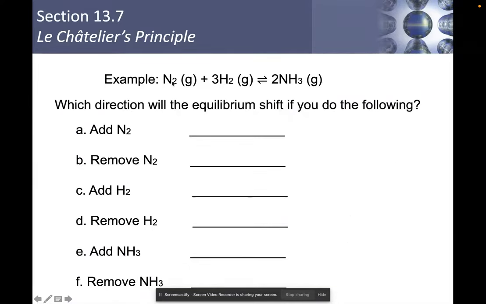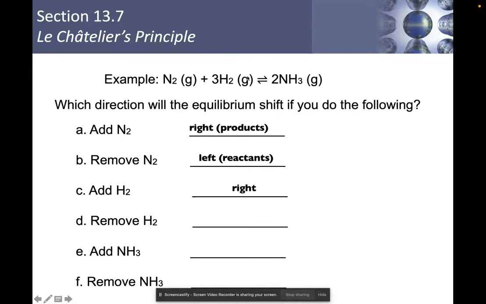Let's talk about that. So we have this balanced equation here. Which direction is the equilibrium going to shift? What if I add more here, right? So I'm applying pressure here. If I add more, it's going to move to the right. It's going to try to remove what I added by making more ammonia. What if I remove some nitrogen gas? It's going to try to replace that. So it's going to break apart some ammonia to try to replace the nitrogen that I removed.